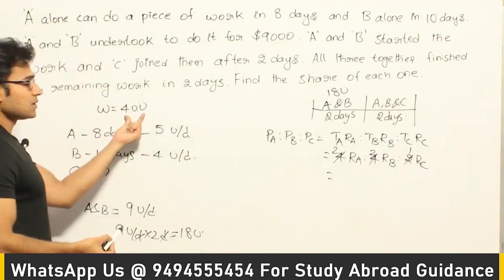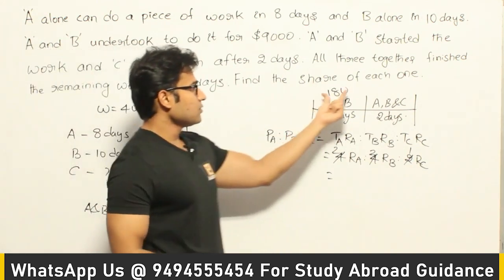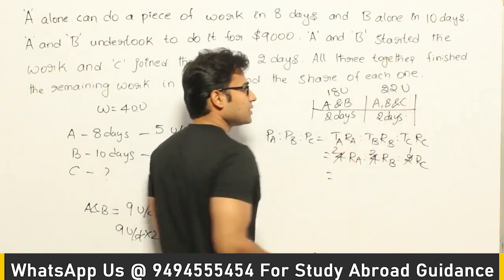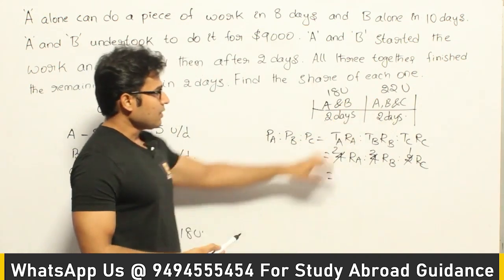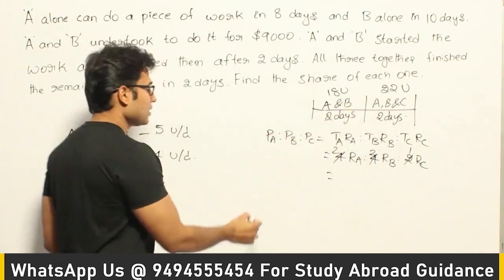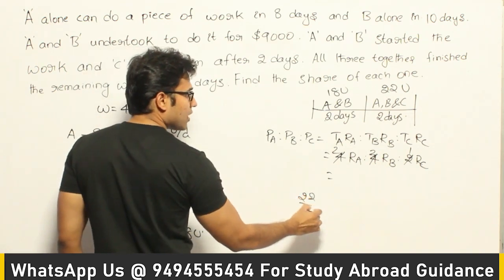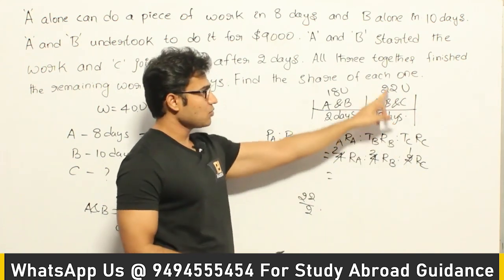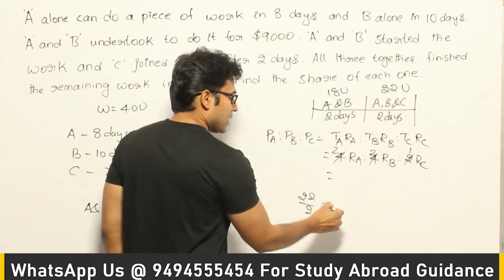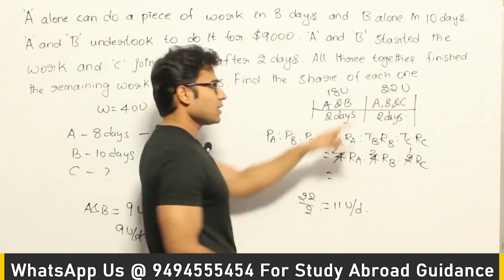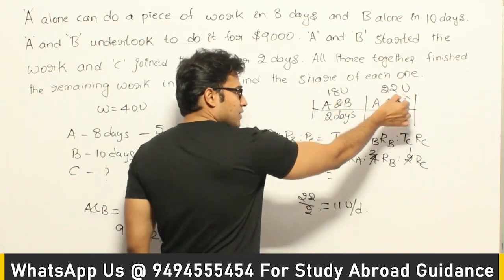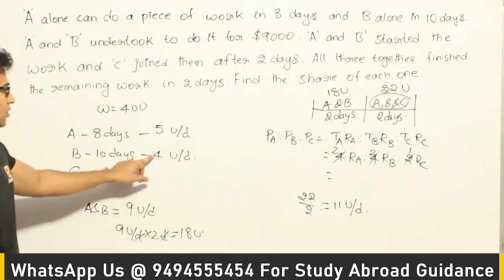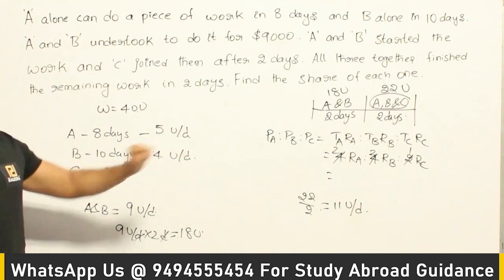Now what is the total work we imagined? 40 units, out of which 18 units is already completed. Then 22 units has to be completed in the next 2 days. So what does it mean? In the next 2 days they are working at a rate of 22 divided by 2, isn't it? If 22 units have to be done in 2 days, then in 1 day they have to do 22 by 2, which means 11 units per day. And if you observe, this work is now being done by all of them. So rate of A plus rate of B plus rate of C is equal to 11.